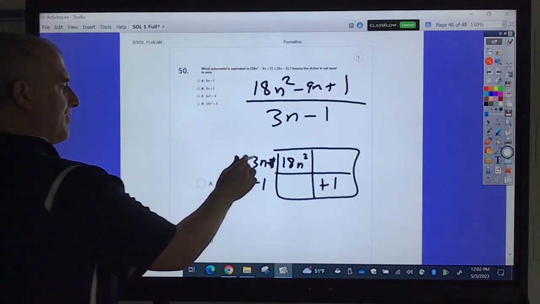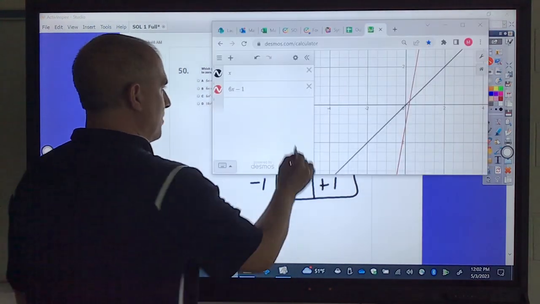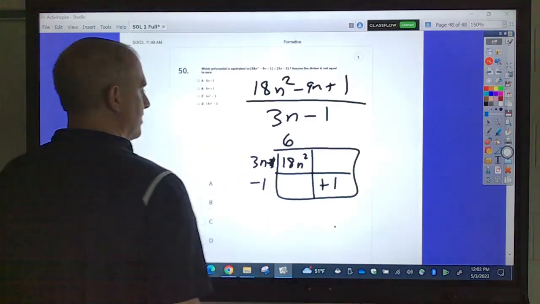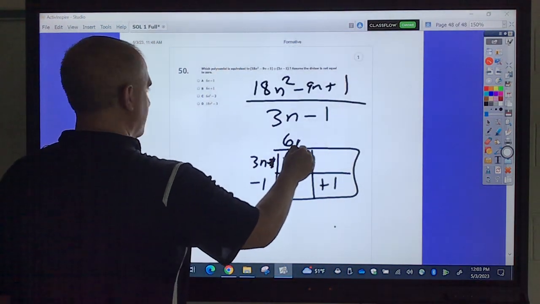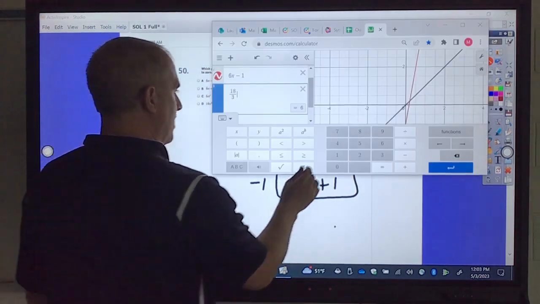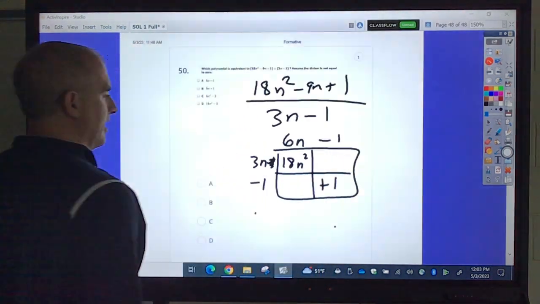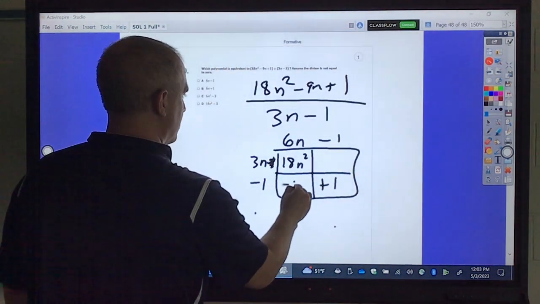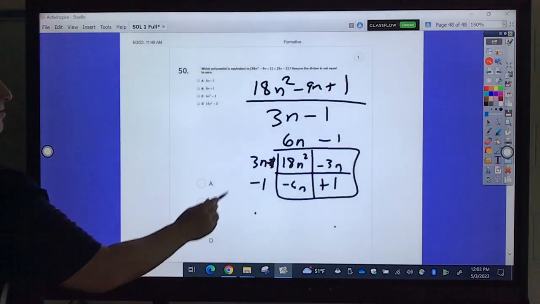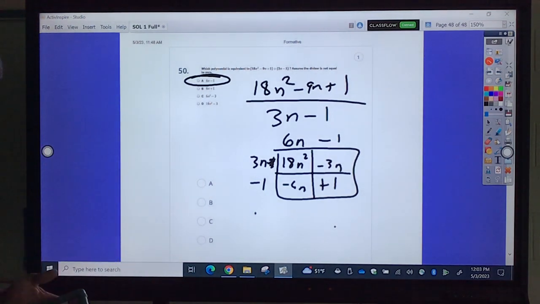Well, let's think about this. 3 times what, or since it's division, I can do 18 divided by 3 would give me 6. And the only way this would work is if that's an n. Divide this one by this one. 1 divided by negative 1. That gives me negative 1, okay? And if I multiply this out, you'll see those add up to the middle one. So my other factor is 6n minus 1.